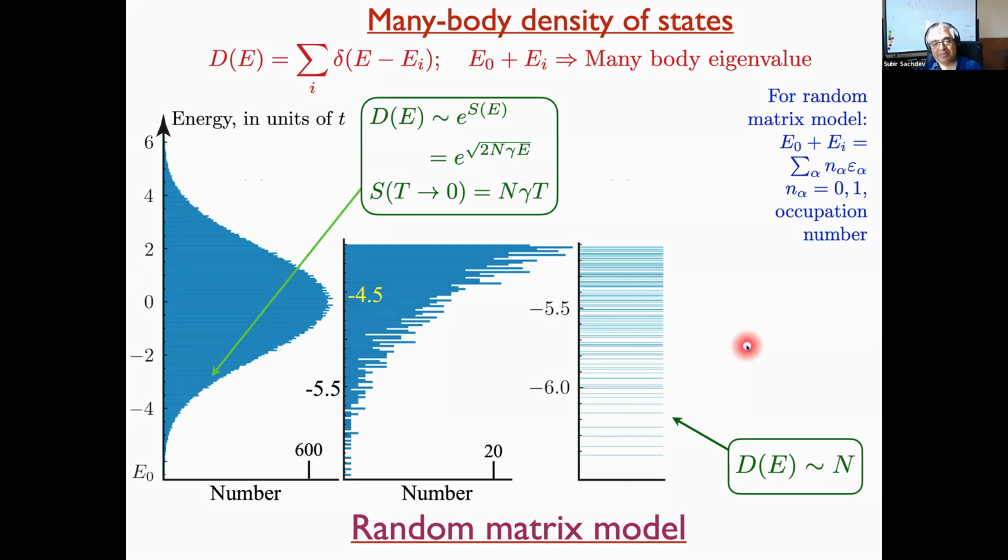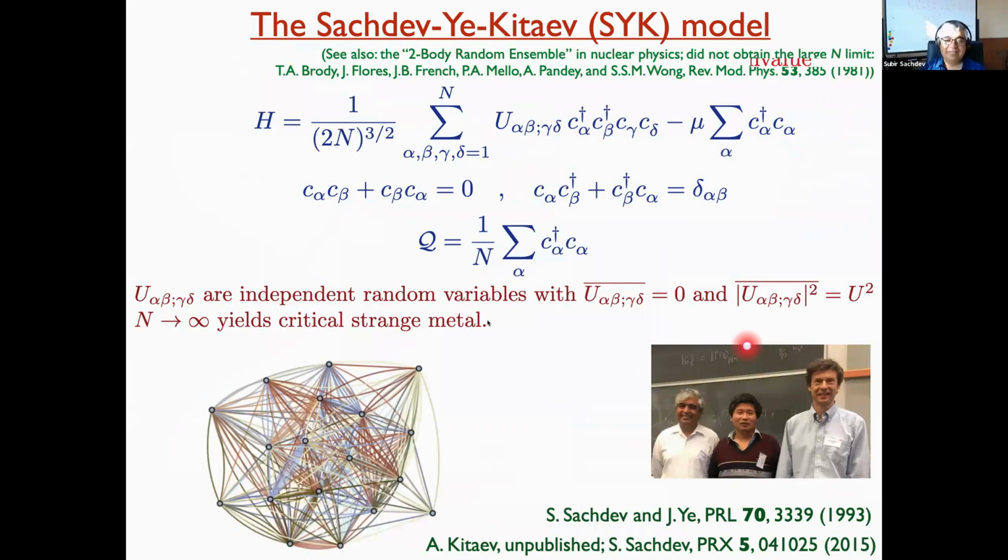So that's a quick review of a very familiar model. Now let's go directly to the SYK model. It has a very similar structure, except instead of a 2 fermion term, you have a 4 fermion term. This U is an interaction matrix element between n possible states, and there are of order n to the 4th such interaction matrix elements. Again, the main assumption is that these are independent random numbers.